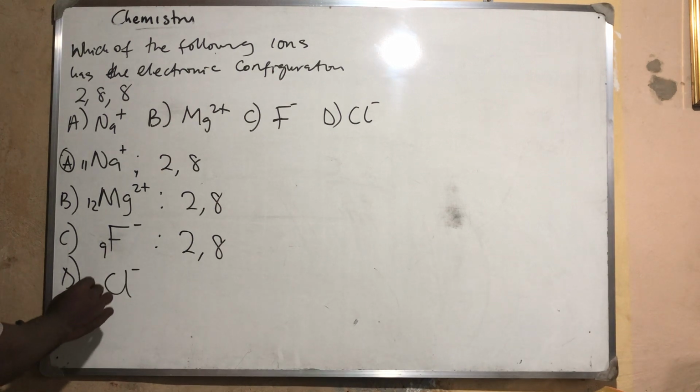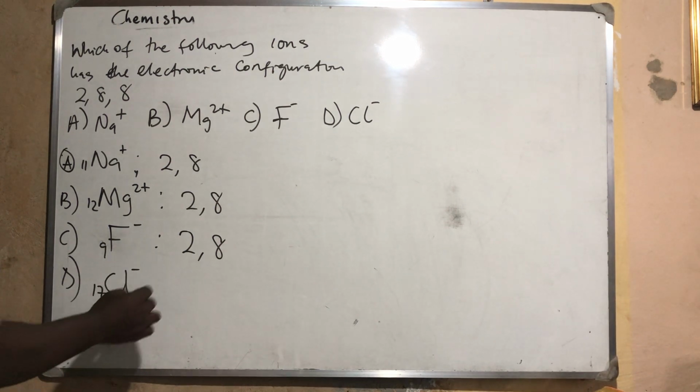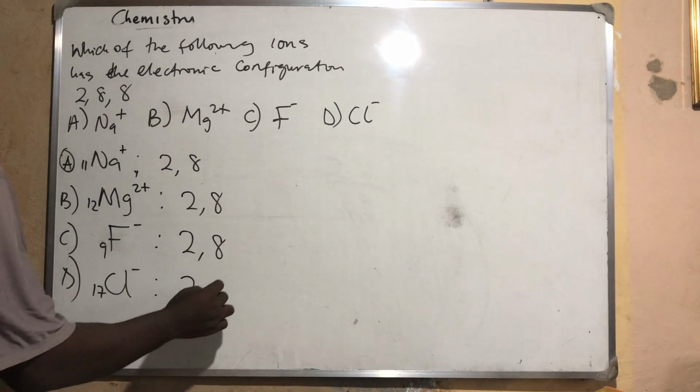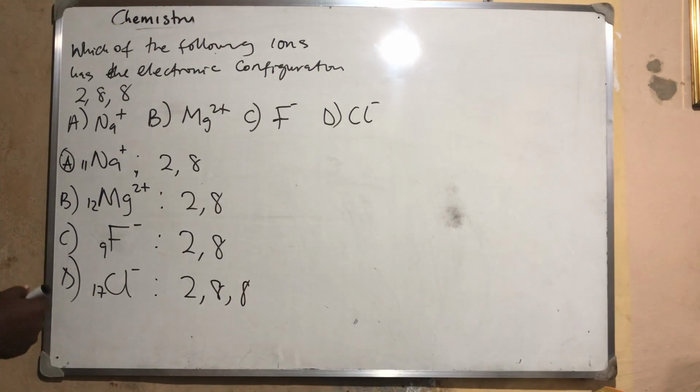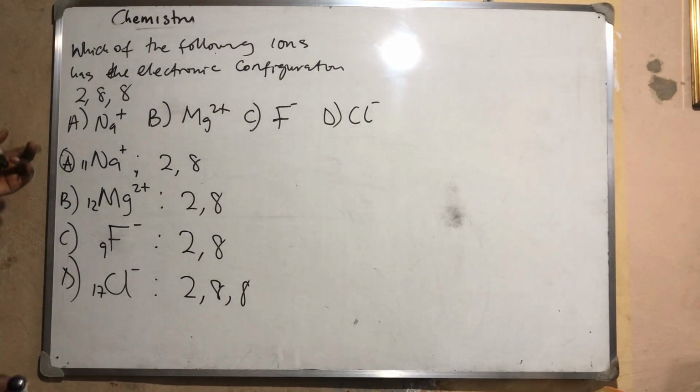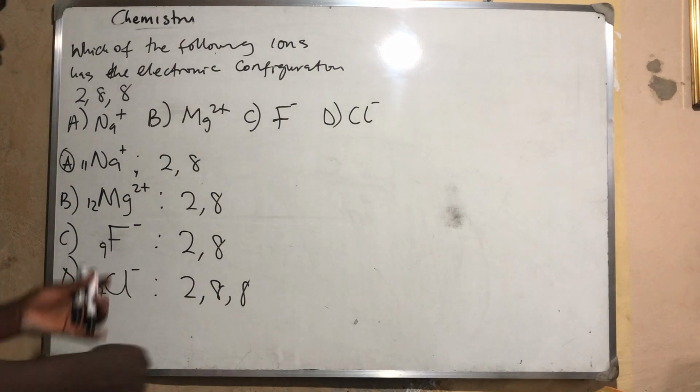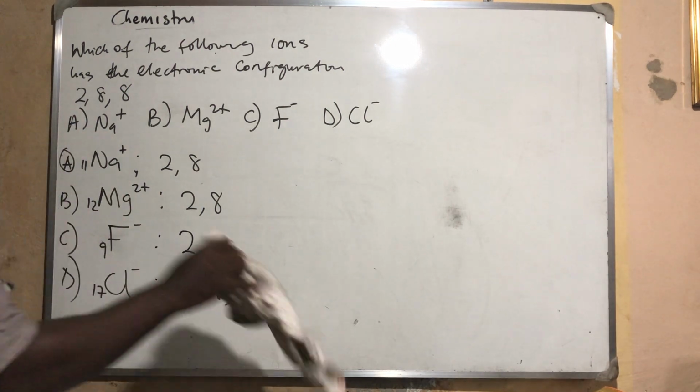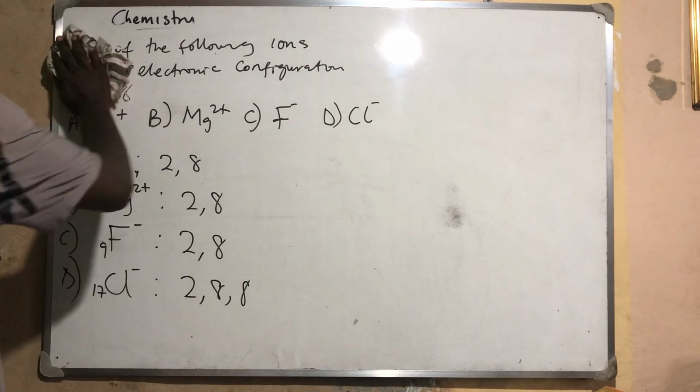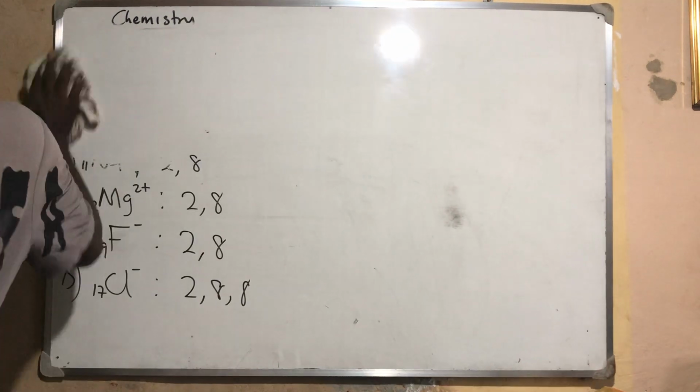Cl minus. Chlorine is 17. Because it accepted 1, it will be 18. That is 2, 8, 8. I knew it is D, but I just wanted to use A, B, C, D to show you how it will look. So the answer is chlorine, which has the same electronic configuration as that.